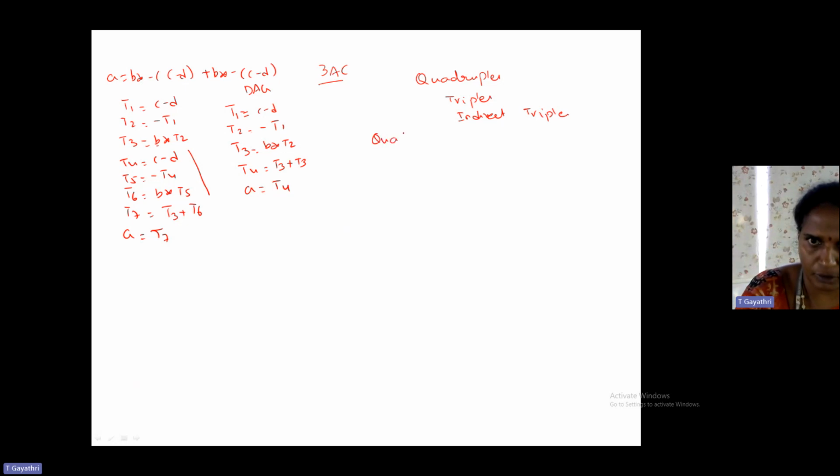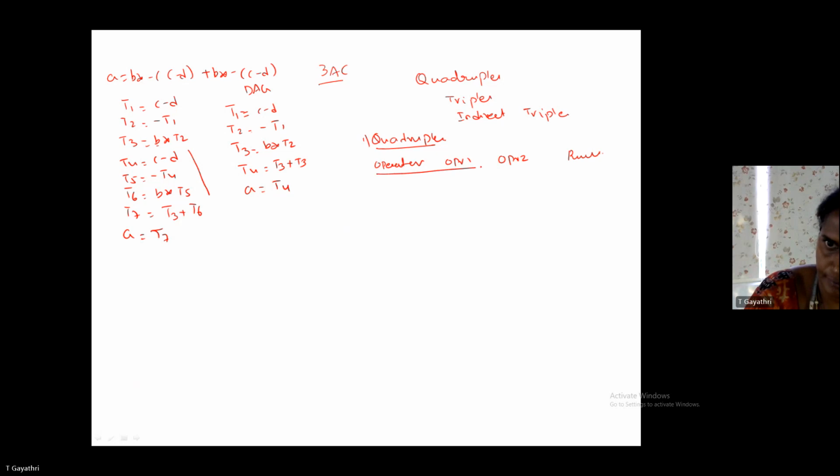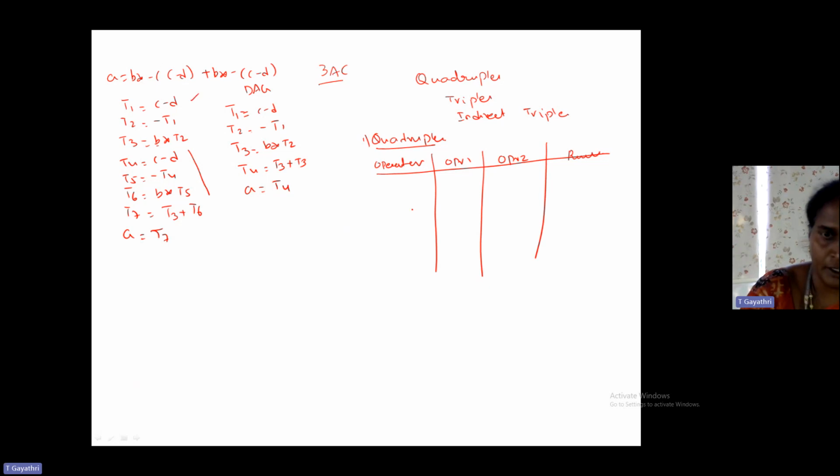We can discuss about the quadruples. We are having the four fields here. One is the first representation: operator, operand 1, operand 2, and the result. For this statement, I will explain.